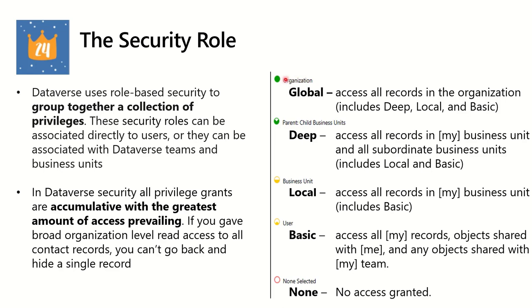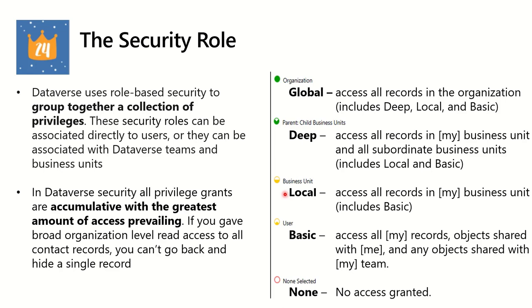Now, next broadest level would be parent business unit plus child business units. So basically, I put my little "my" in brackets, meaning, think of the user. Access all records in my business unit and all subordinate business units. So all child business units under that. And what rolls into this is local and basic. All right. So if you're not global, you might be parent child, or you might be deep, right? Deep means not just your business unit, but all subordinate or all child business units beneath you.